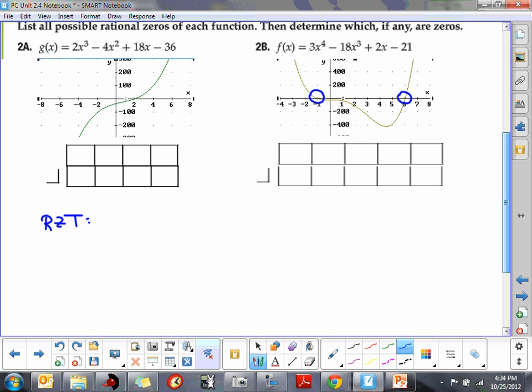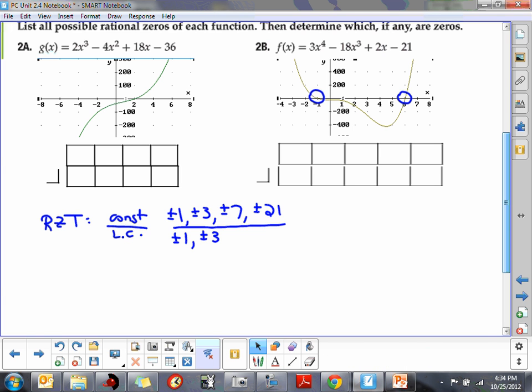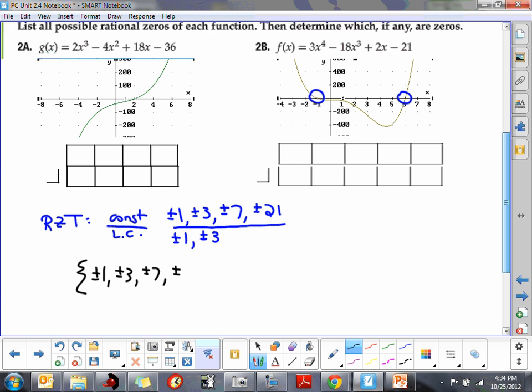So what are the constant divided by the leading coefficient possibilities? So all the factors of 21, plus or minus 1, plus or minus 3, plus or minus 7, plus or minus 21. These are factors of 21 divided by the leading coefficient, which is 3, plus or minus 1, and plus or minus 3. Now this is going to give us a finite list of things that we would test to see if they are rational zeros. So here's our list. Our possibilities are plus or minus 1, 3, 7, and 21.